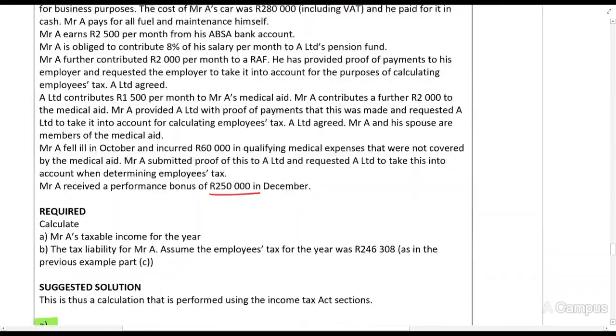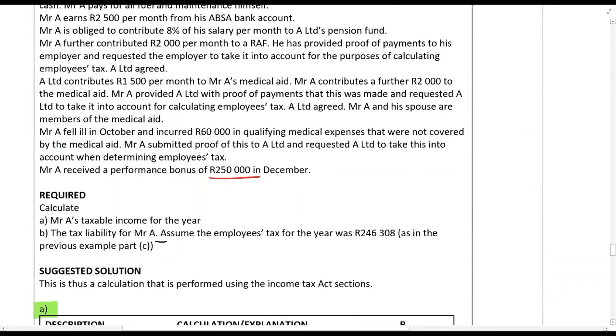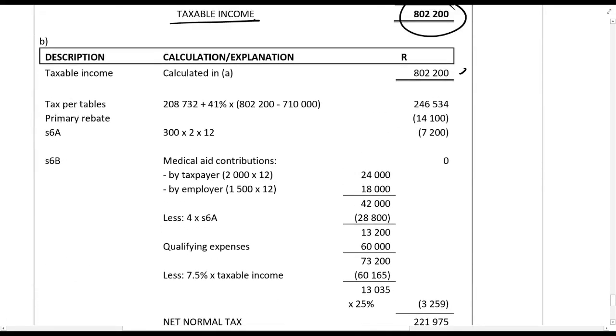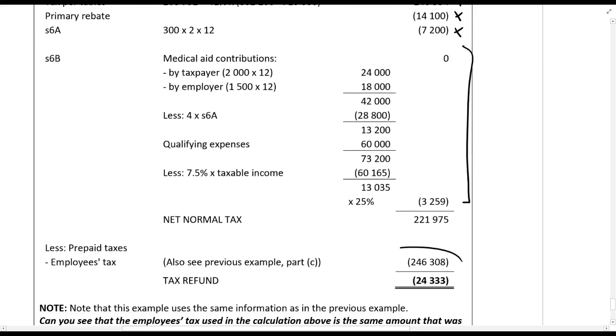Right, also just see that I ask you for his tax liability, and I just want to show you here in the end. When you do the tax liability, there's a taxable income, tax per tables, primary rebate, section 6A, section 6B, and over here, the employee's tax that was deducted during the year, that gets taken into account. You've already paid tax on that. So guys, exactly the same as you've seen so far. Make sure you compare these different examples to each other.